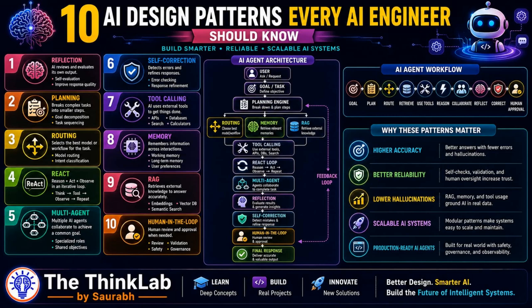So what are AI design patterns? Before jumping into the patterns, let's understand what they are. Think of them like software design patterns. Instead of solving the same problem repeatedly, engineers use proven architecture. AI design patterns do the same thing, right? They define how an agent should think, retrieve information, use tools, collaborate, and improve its response, right? These patterns are now widely used in modern AI applications, right? So now we are going to discuss all the 10 patterns.